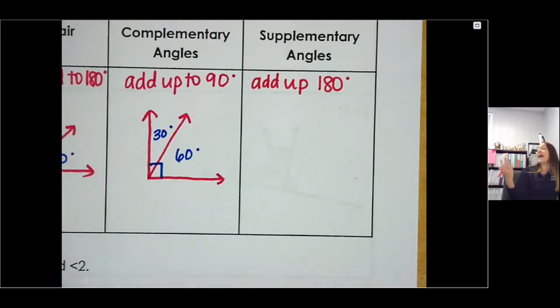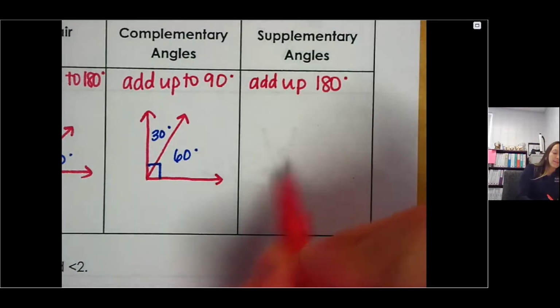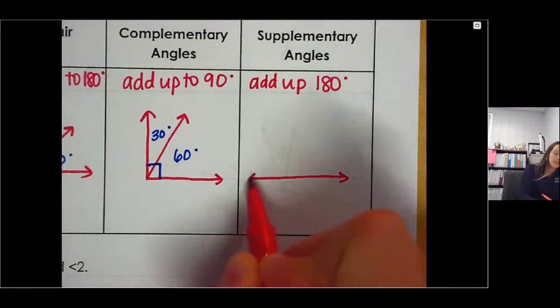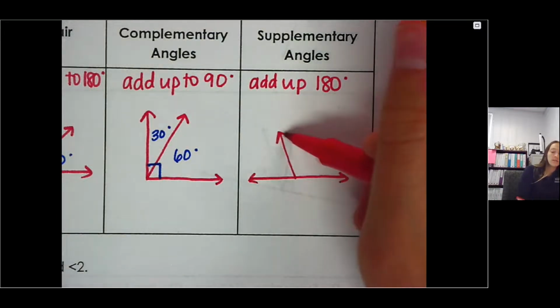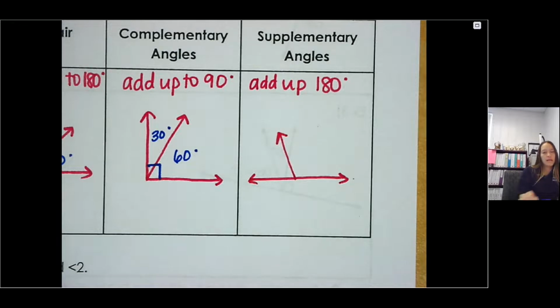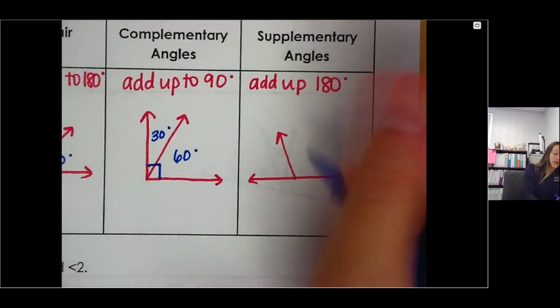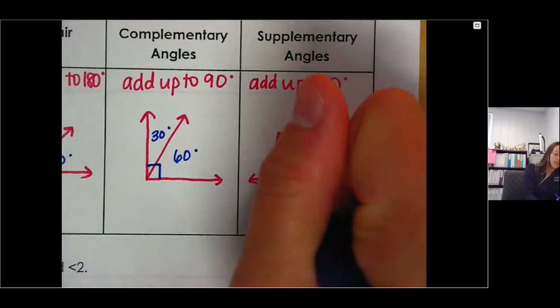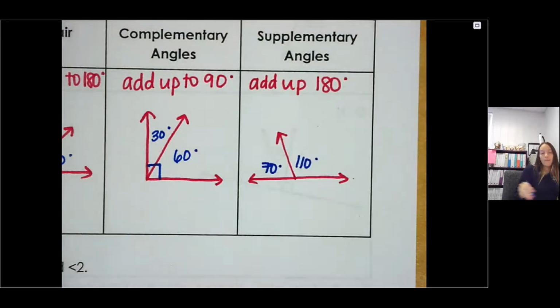They, however, do not have to touch. They can, but they don't have to. Okay. So any two angles that add up to be 180 degrees are supplementary. Or you could have two angles that don't touch at all. So if this is like 110, this is 70. Add up to 180. Okay.